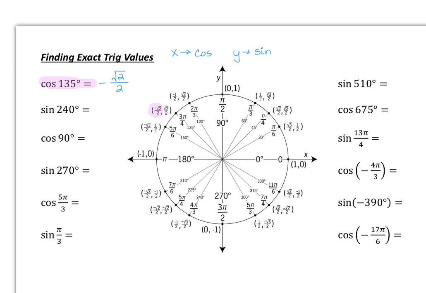Next, I will look at the sine of 240, and I find 240 on my unit circle. That's this angle here. Sine is my y values, so I'm going to look at that y value, negative radical 3 over 2, and that's going to be the sine of 240.